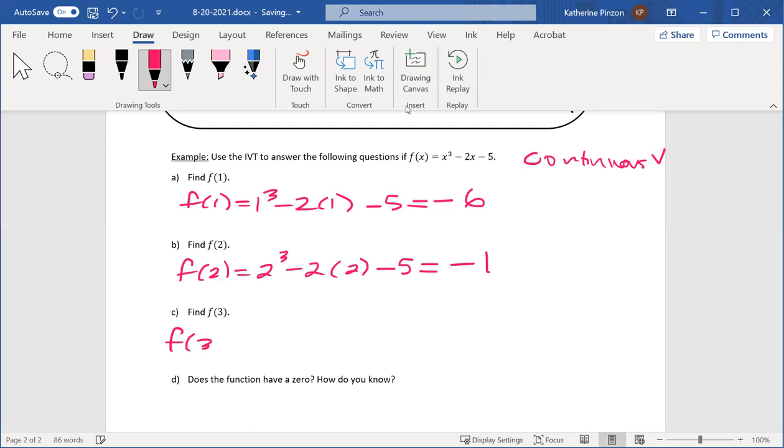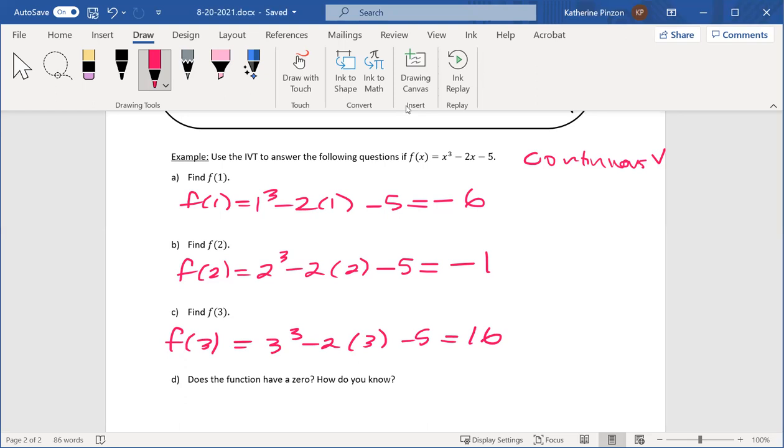Okay, one more. f of 3 is 3 cubed minus 2 times 3 minus 5. 3 cubed is 27, minus 6 is 21, minus 5 is 16. Yeah, 16.